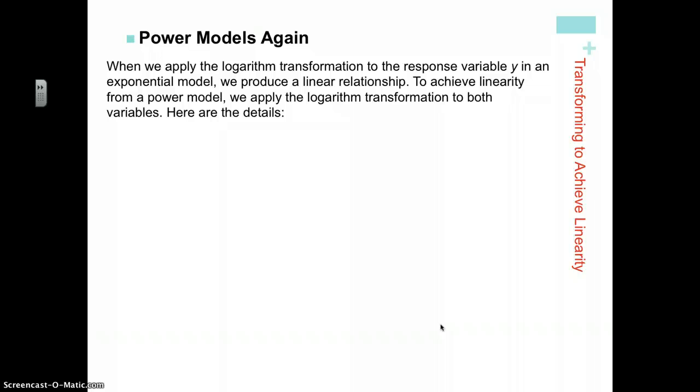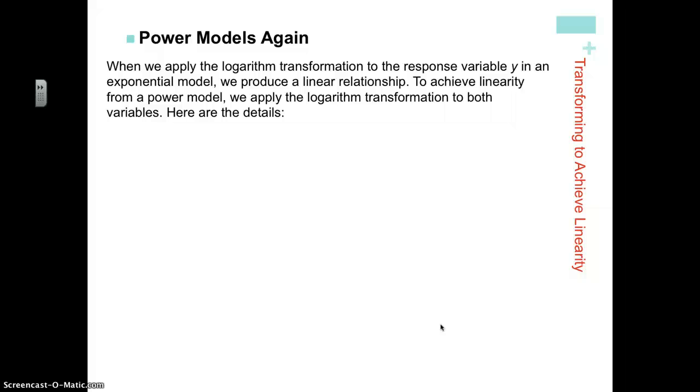So this is just back to reiterate some important things. When we apply the logarithm transformation to the response variable y in an exponential model, we produce a linear relationship. To achieve linearity from a power model, we apply the logarithm transformation to both variables. So we're not going to do that with the exponential model. With the exponential model, we'll just apply the logarithm to the response variable. So that's where it's very similar but very different at the same time.